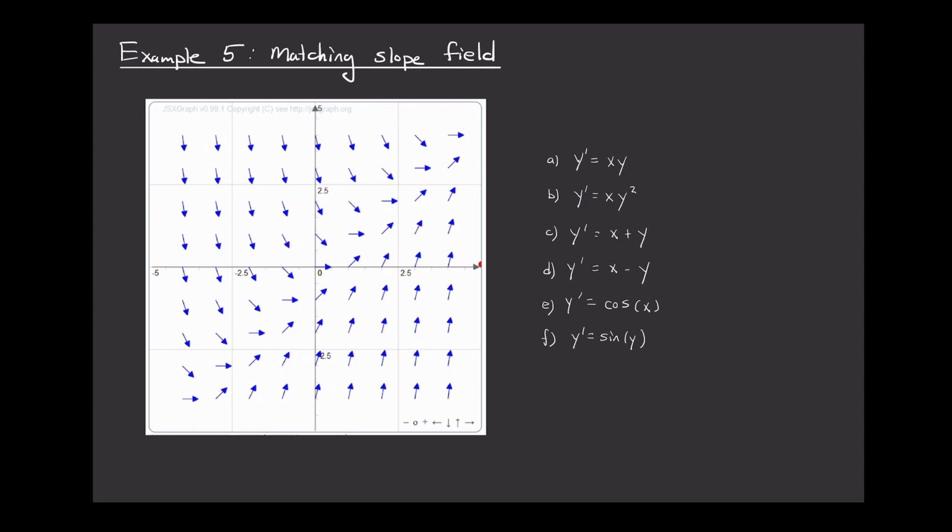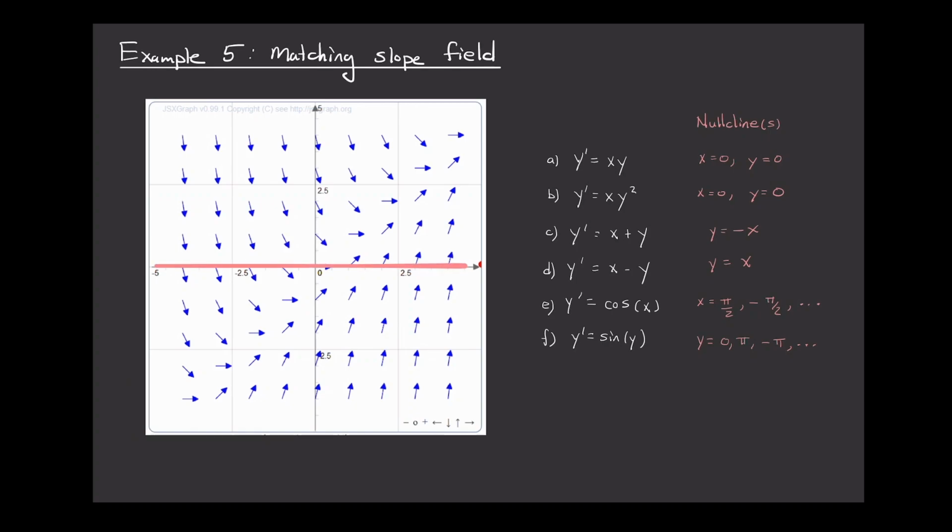Let's start by writing the null lines of each of these equations. Now notice we said null lines. There can be more than one. As we see, we have some cases where there is only one, some cases where there are two, some cases where there is an infinite number. It could also be that it never happens. But from this, we can rule out some of these equations matching with this slope field. Namely, the first one, A, should have null lines on the x and y axes.